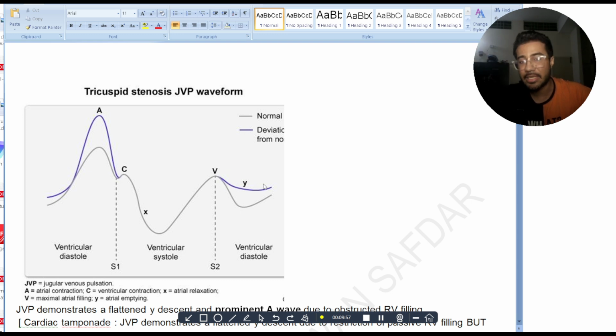This is the Y descent. It's going to flatten. Why? Because usually there is a passive blood flow from the atria into the ventricles, but the tricuspid is not letting the blood flow. The pressure rises during the Y descent, so we get a flattening of Y descent. You can also say absent Y descent because Y descent is flattened. And when the atria do contract, the pressure rises way beyond the normal because more pressure in the atria is required to push the blood through the tricuspid stenosis.